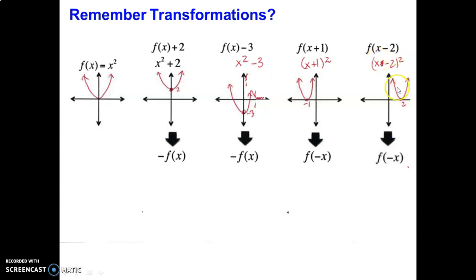Okay, horizontal translation, 2 units to the right. And remember that x minus 2 again replaces that entire thing. So this is just a recap. Hopefully you remember transformations.